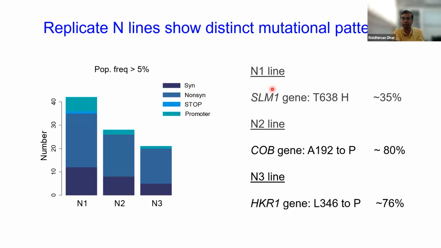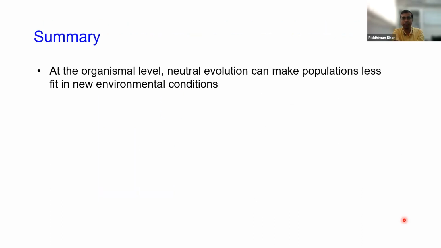For example, in the SLM1 gene, there's a non-synonymous mutation at a frequency of about 35% in the population. This gene is involved in stress response in yeast. For the N2 line, as I have already mentioned, this is the cytochrome B gene, with about 80% frequency in the population. And for the N3 line, in the HKR gene, this mutation is present at 76% frequency. This is also a gene involved in stress response, acting as an osmosensor.